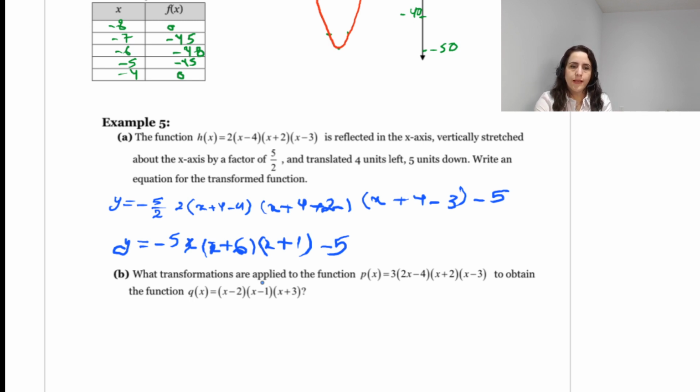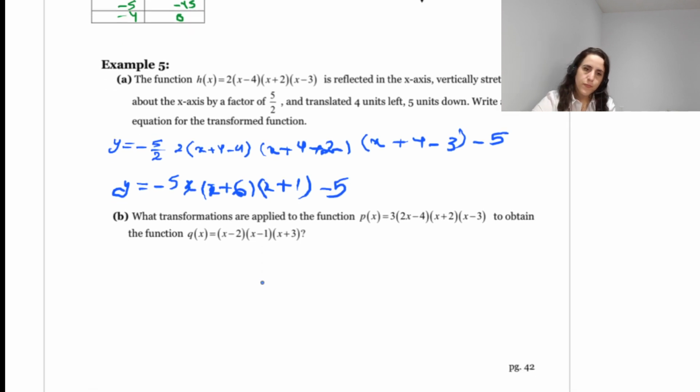Next question. It's asking what transformations are applied to the function p of x, 3 multiplied by 2x minus 4, x plus 2, x minus 3, to obtain the next equation. What do you think? I'm going to write down p of x in a better format. I know that 2x minus 4, I can factor it. I can factor out 2, then multiply by 3, which is going to be 6, x minus 2, x plus 2, and x minus 3.